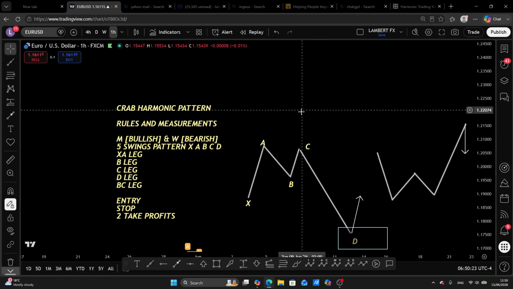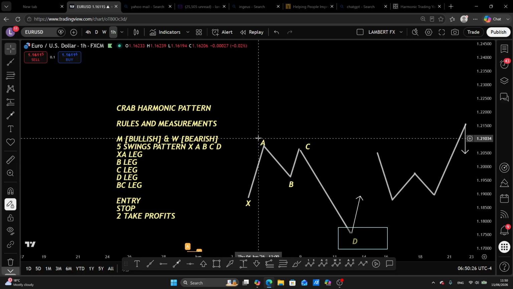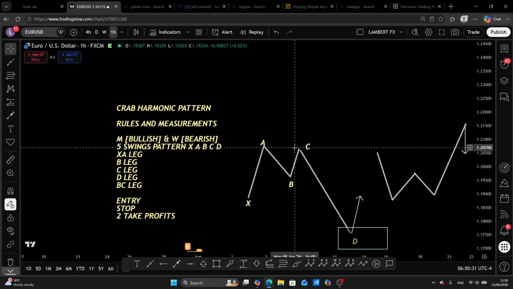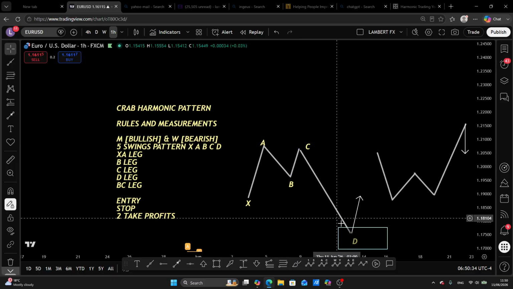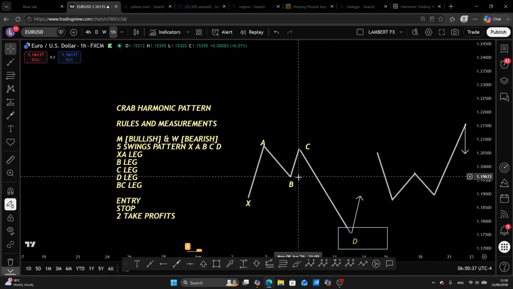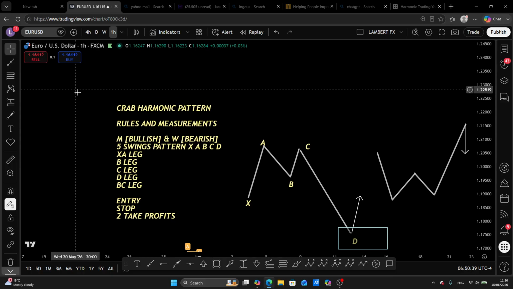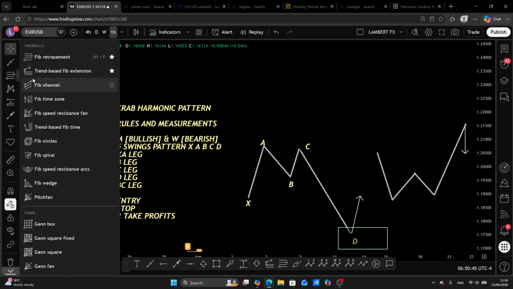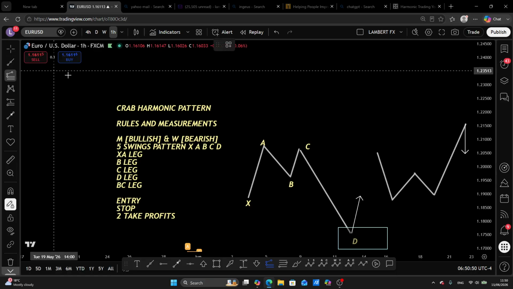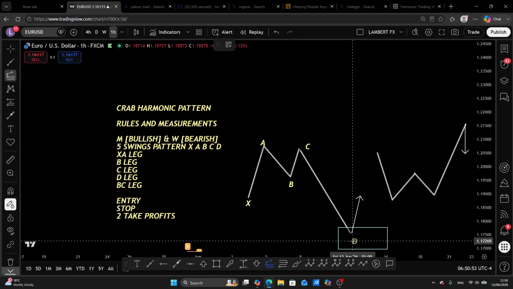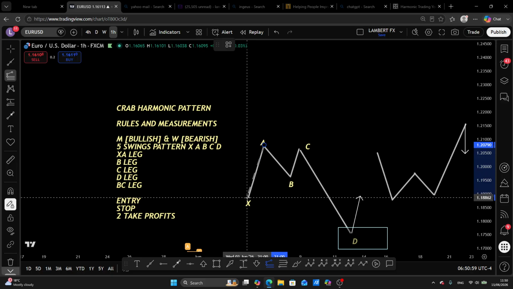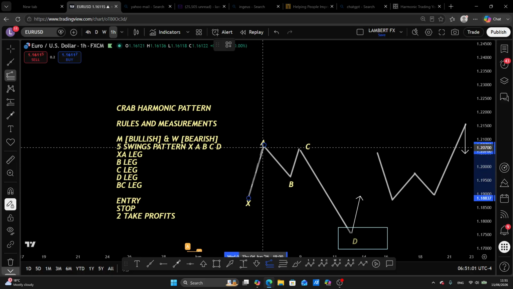So now we've measured our B, and we've measured our C leg. Now we need to measure our D leg. This is when you use the second fib that I mentioned, which is your trend-based fib extension. So this is when you need the fib extension. You grab the fib extension, and to get your D, you measure from A to your X, back to your A.